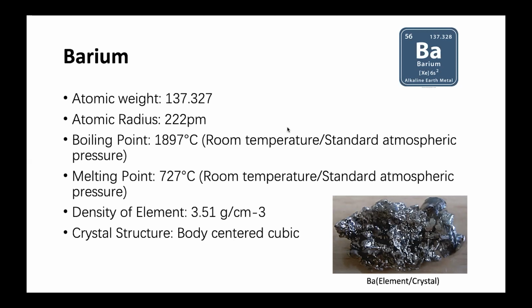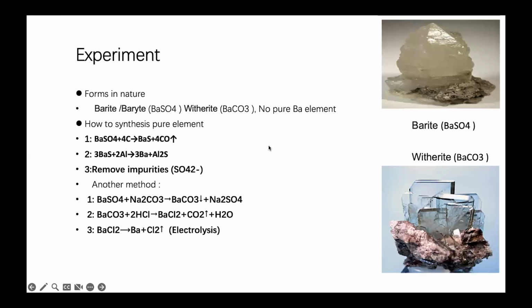The boiling point of barium is 1897 degrees Celsius, and the melting point is 727 degrees Celsius. The density of this element is 3.51 grams per cubic centimeter. It has a body-centered cubic crystal structure, and this is a barium crystal. It has a black or silver color. Barium is really reactive, so no pure barium can be found in nature.